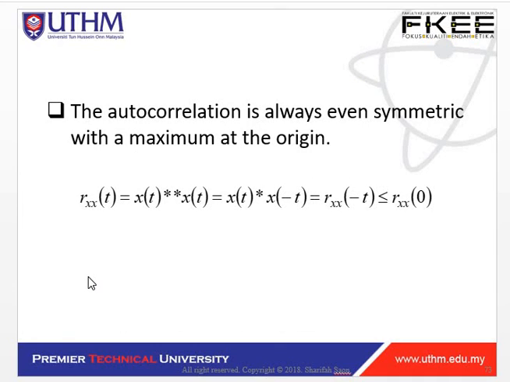So as a conclusion, we can say that the autocorrelation is always even symmetric with a maximum at the origin. The autocorrelation R_xx(t) is equal to x(t) correlated with x(t), or x(t) convolved with x(-t), which is equivalent to R_xx(-t), and this is less than or equal to R_xx(0).